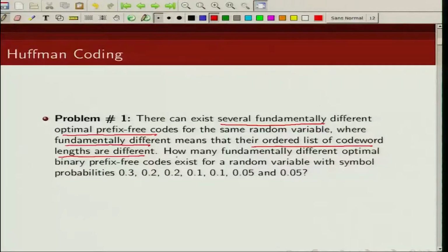So the question is, how many fundamentally different optimal binary prefix-free codes exist for a random variable which has the following symbol probabilities: 0.3, 0.2, 0.2, 0.1, 0.1, 0.05 and 0.05. So this random variable takes 7 different values and these are the probabilities associated with it. You have to construct optimal binary prefix-free codes and you have to tell how many fundamentally different optimal prefix-free codes exist.